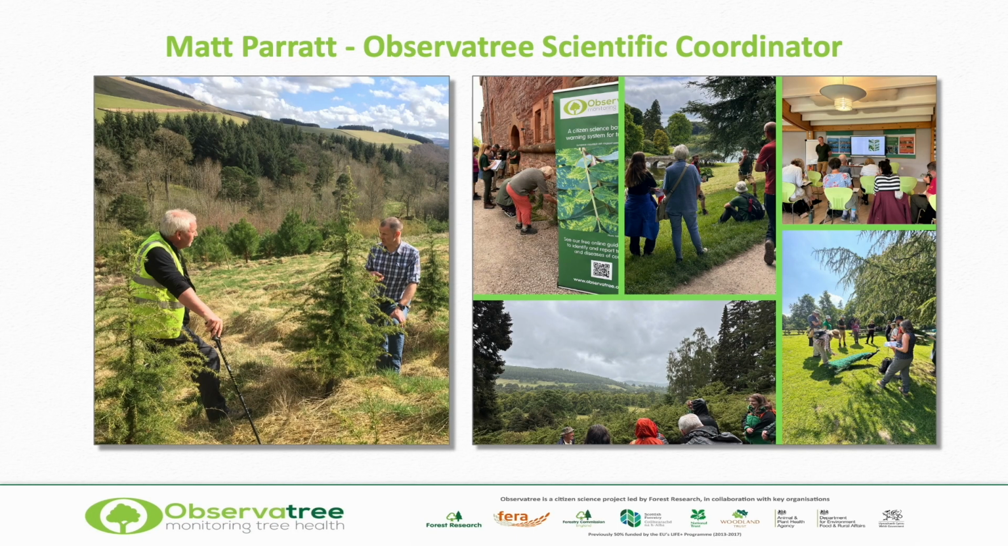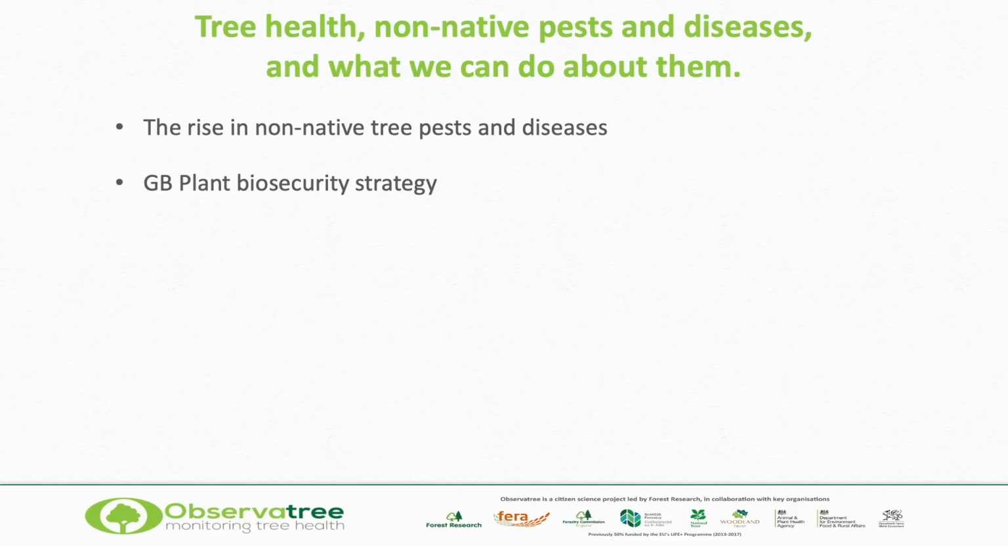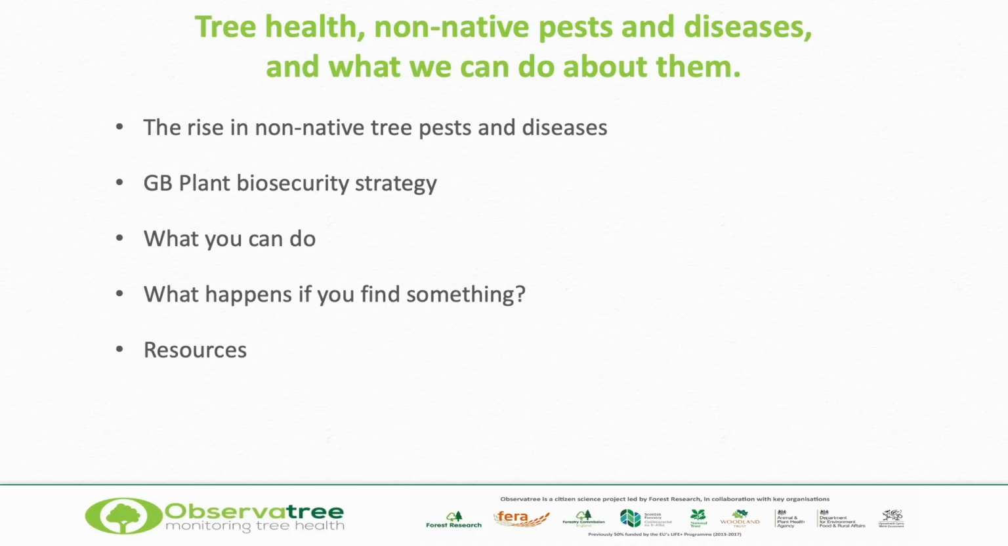So this is what we're going to cover today. I'm going to start with the problem, and that is this rise in non-native tree pests and diseases. I'll talk a little bit about what happens up at GB level, but then how that relates to what you can do on the ground. Then I'll hand over to Flora to talk about what happens if you found something, reported it, what next? Importantly, resources. And then I thought I'd give you a little flavour of some of the key pests and diseases that you can be looking out for and how to spot them.